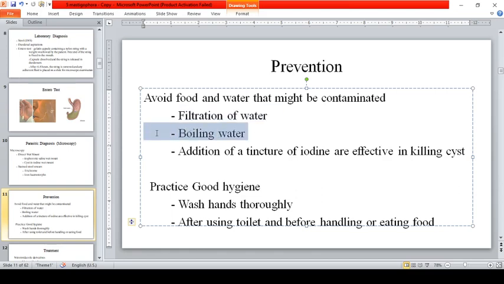Boiling of water, inactivation. So, it's like you're killing the organism. Addition of tincture of iodine is effective in killing cysts. So, you also practice good hygiene: wash hands thoroughly after using the toilet and before handling or eating food. Okay, and aside from that, practicing safe sex.